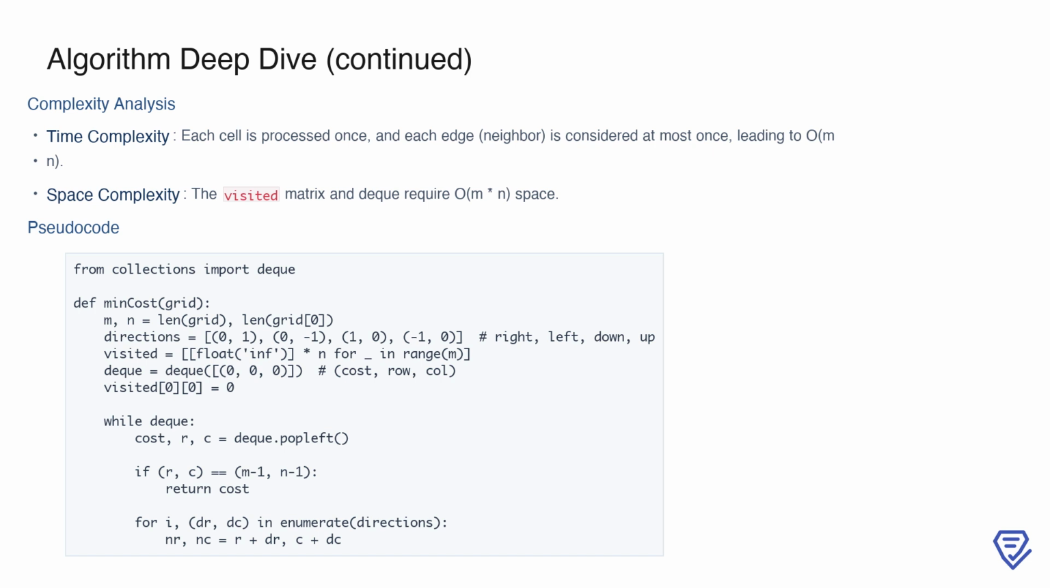Let's now walk through the pseudocode to see how these concepts are implemented. We start by initializing the grid dimensions, direction mappings, the visited matrix, and the deque. The deque is seeded with the starting position, (0, 0), and an initial cost of 0. As long as the deque is not empty, we repeatedly dequeue the front element to process the current cell. If the current cell is the target cell, we return the associated cost, as it represents the minimum cost to reach the bottom right corner. Otherwise, we proceed to explore all valid neighbors of the current cell.